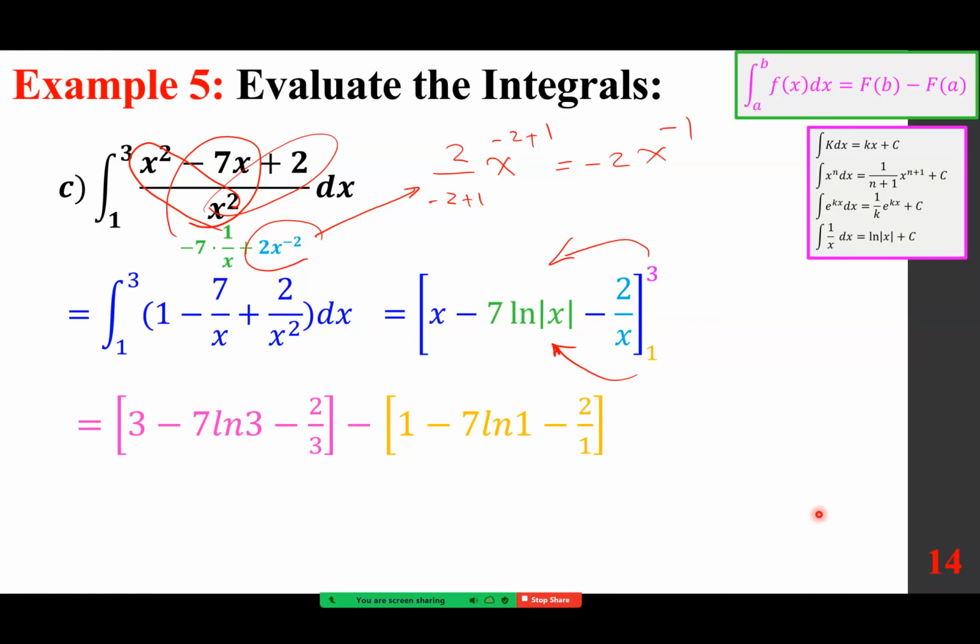So first and foremost, ln 1 is 0. So 1 minus 2 makes it negative 1. With this negative 1 makes it positive 1. I didn't touch the first part. So I kept the first part intact. Okay, everybody? But the second part changes to a positive 1.